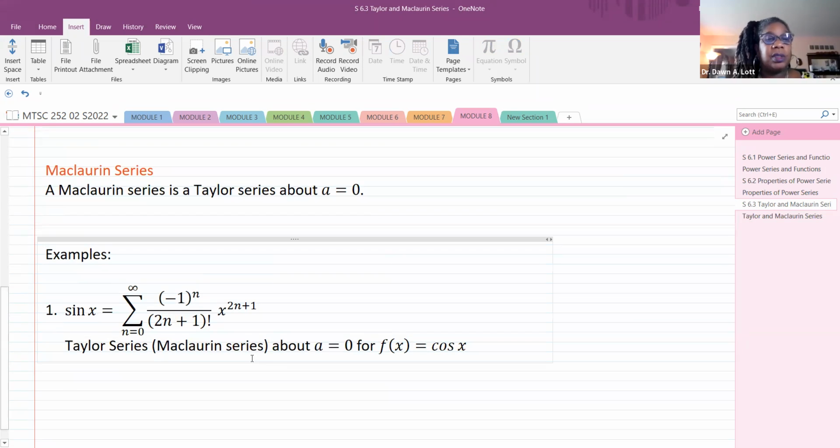So the Taylor series for sine of x. Sine of x and cosine of x both have very nice Taylor series. They are about x equal to a equal to 0. The sine of x is the sum n equals 0 to infinity of negative 1 to the n, over 2n plus 1 factorial, times x to the 2n plus 1. So that is the Taylor series, or the Maclaurin series since it's about 0, for the sine of x.